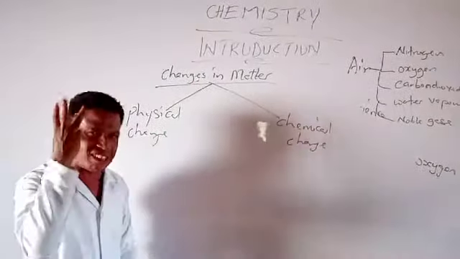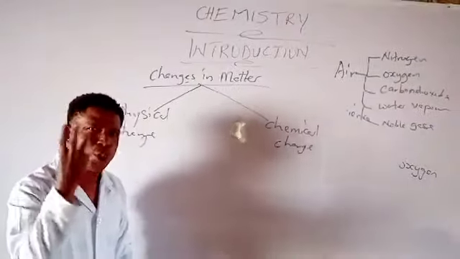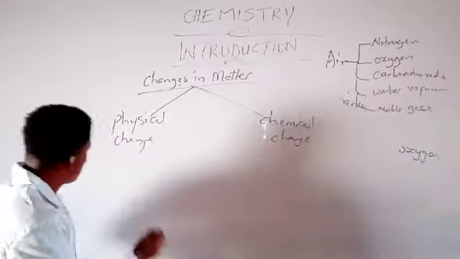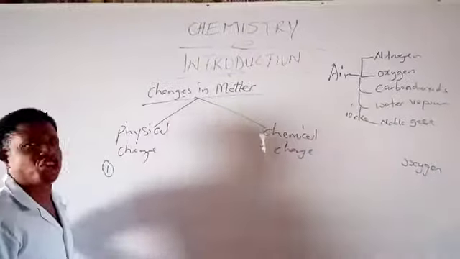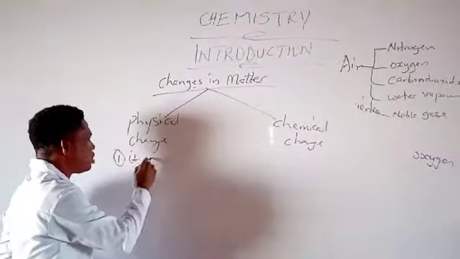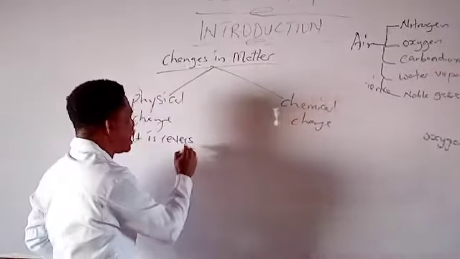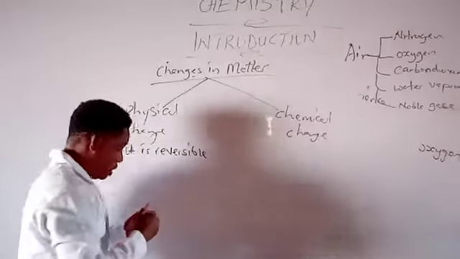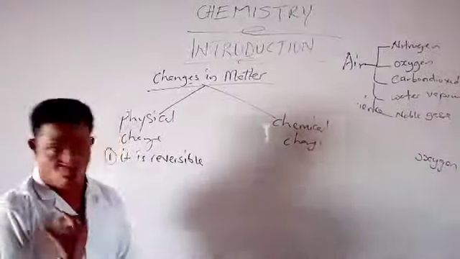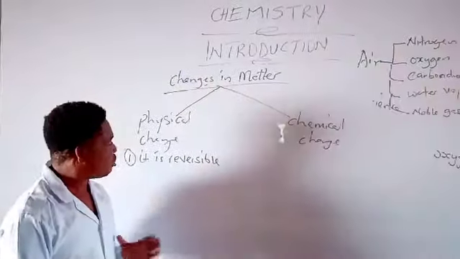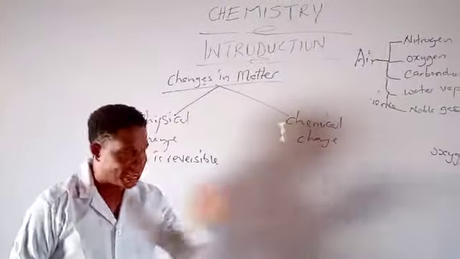What are the things you need to know about physical change? There are three basic things I want you to know. Number one is that a physical change is reversible. That means it can go forward and backward.